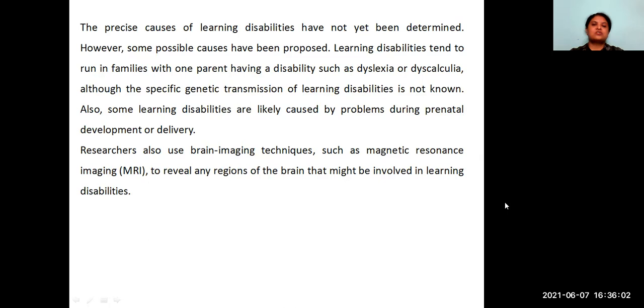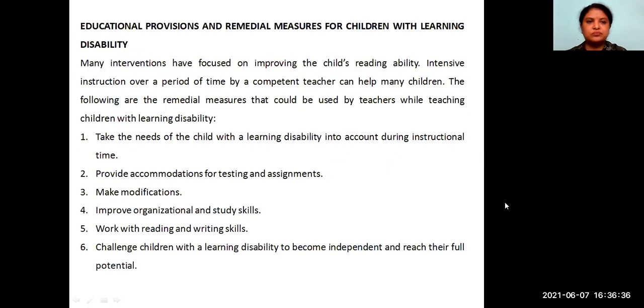So the precise causes of learning disabilities are not known, but however, it is seen that a few disabilities like dyslexia or dyscalculia are hereditary, and also a few problems may have come up during prenatal development or delivery. Some problem that has happened during delivery or during the prenatal development may bring in such problems. The researchers are also using brain imaging techniques like MRI, magnetic resonance imagery, to reveal any regions of the brain that might be involved in learning disabilities.